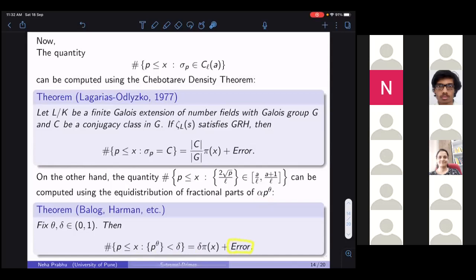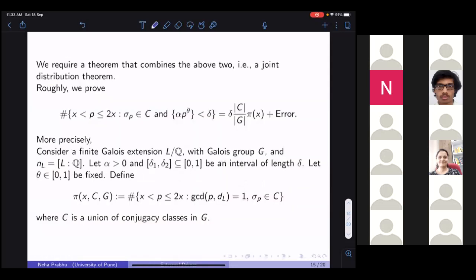And this error term is something a lot of people have worked on. Several papers have tried to improve the error, or include something like an alpha here, or make it alpha p to the theta plus b, and so on. So these two are both very well studied areas. And for what we want, something that satisfies both a Chebotarev type condition and fractional parts sitting in an interval, we require a joint distribution theorem.